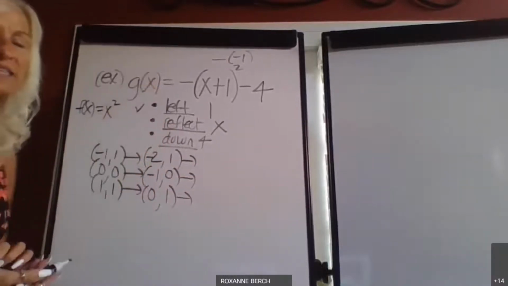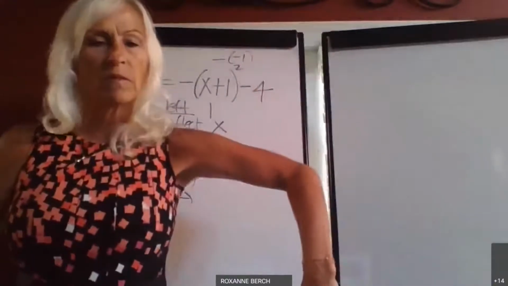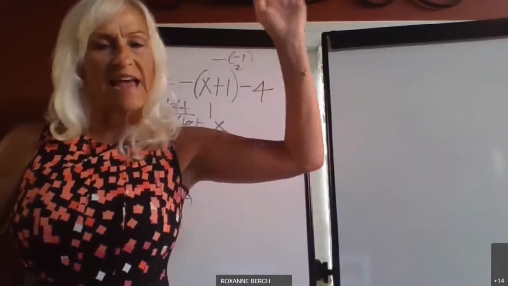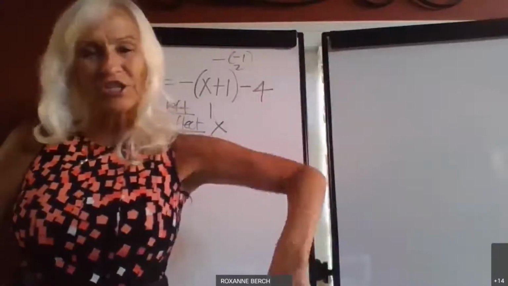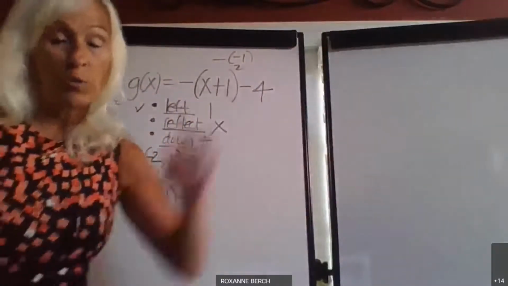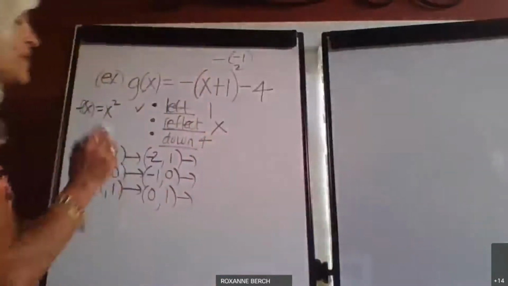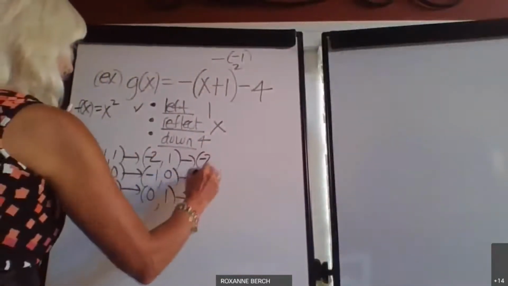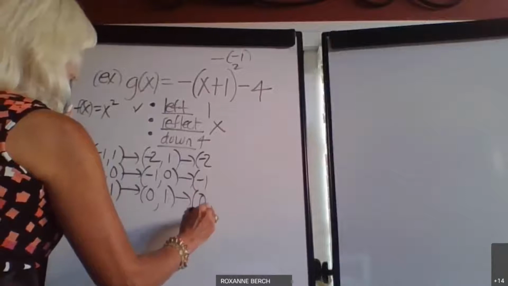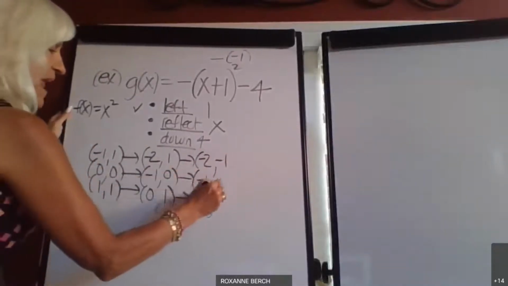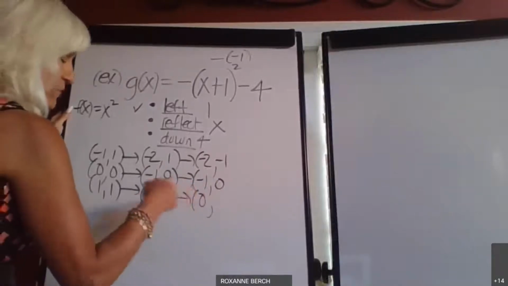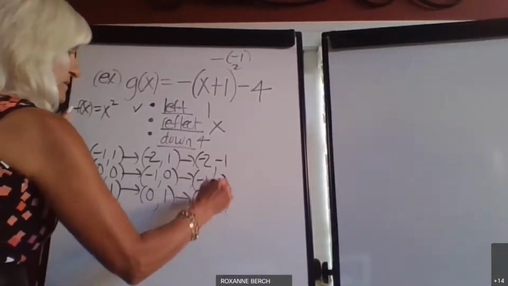Next, reflect X. Well, watch my arm. Isn't a reflect X vertical? So shouldn't I negate the Y? So when you reflect X, you negate the Y. So the X stays the same. That's going to be negative 1, negative 0, which is just 0, and negative 1.